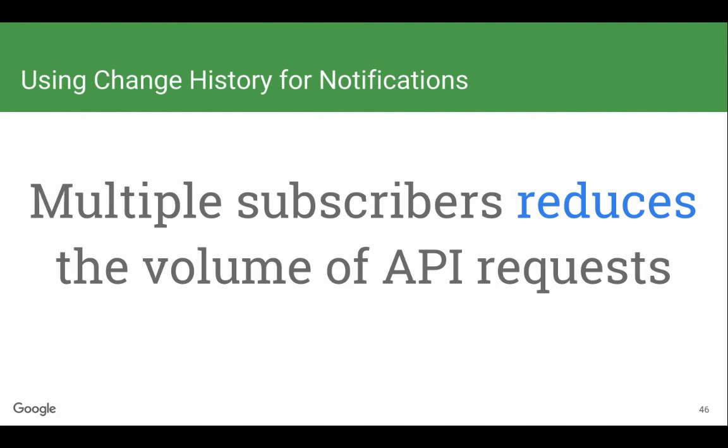The benefit there is that having multiple subscribers in a PubSub environment will reduce the total volume of API requests and help keep you under quota. All of those applications don't have to check change history. You can have one application doing all the checking and notifying your other suite of applications that care about changes.